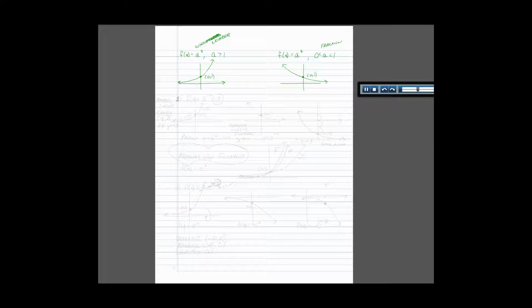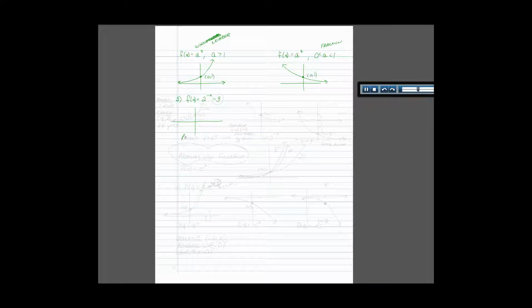Alright, so let's go to example 3. It says graph f of x equals 2 to the negative x minus 3 using transformations. So here we are back at transformations again. And I want you to do this without your graphing calculator. So let's look at what this looks like. We're going to start with our parent function.